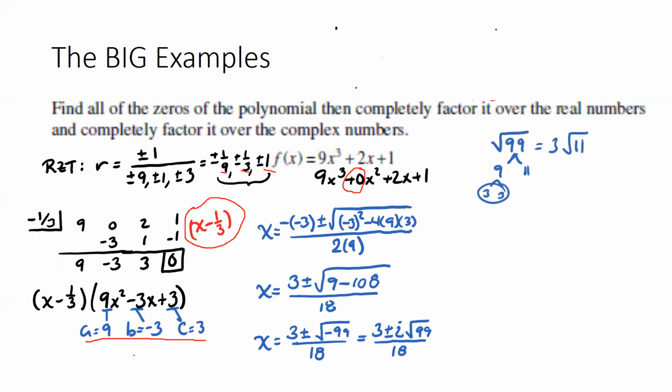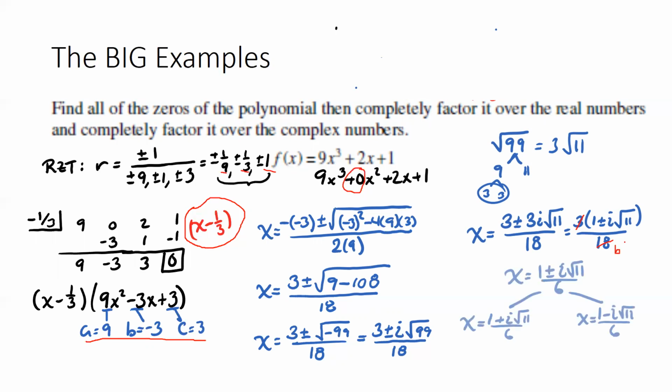Now we'll reduce that radical. I'll leave that to you all, but that's going to be a 3 square root of 11. And so then I get 3 plus or minus 3i square root of 11 over 18. I'm going to factor out the 3 and reduce. Okay, so you see here I've got the 3 factored out, which now means that I'm going to get rid of the 3 and I'm going to change this 18 to a 6. All right, and now I get 1 plus or minus i square root of 11 over 6. This is one of those roots, and this is the other one.